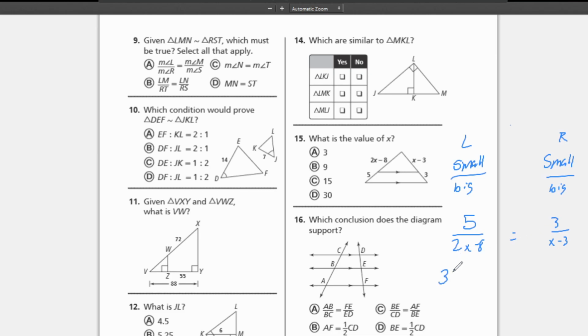Here I'm going to have 3 times 2x minus 8, and here I'm going to have 5 times x minus 3. This is 6x, that's 8, 16, 24. This is 5x minus 15. I'm going to move the 5 over, so I have just x, and I'm going to move the 24 over, so I get x equals 9.